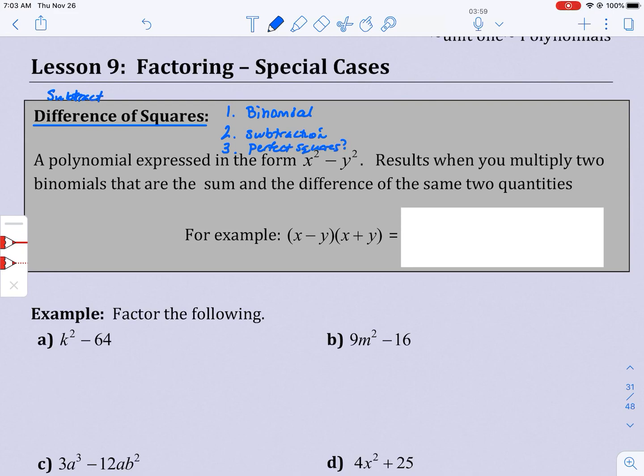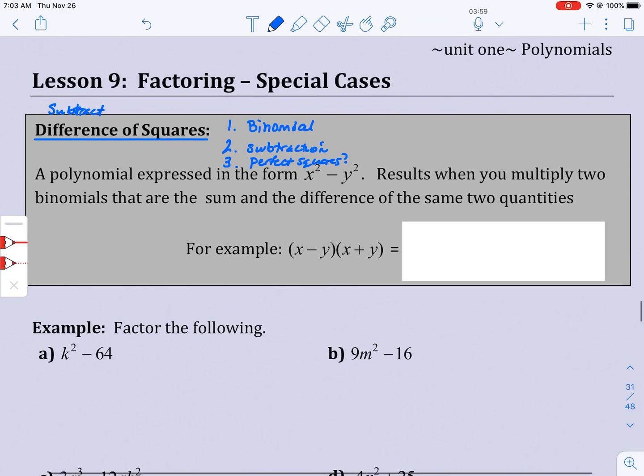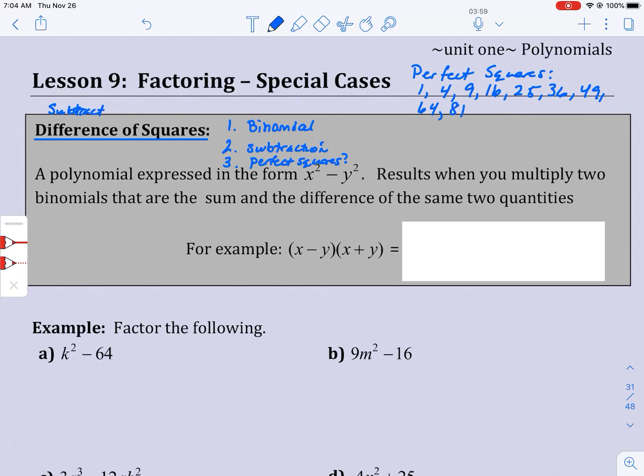So we have to understand what a perfect square is, and I know in prior grades you would have learned what the perfect squares are. So let's just review them really quickly. Okay, our perfect squares are 1. 1 is a perfect square because, of course, 1 times 1 gives us 1. 4, 9, 16, 25, 36, 49, 64, 81, 100, 121, 144, 169, and so on. Okay, those are all perfect squares number-wise.